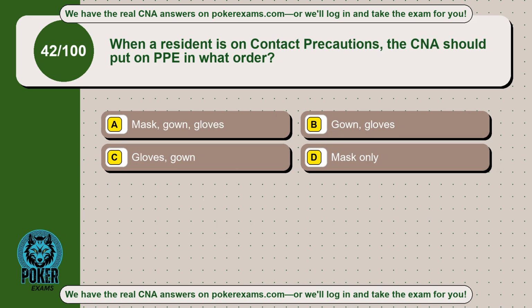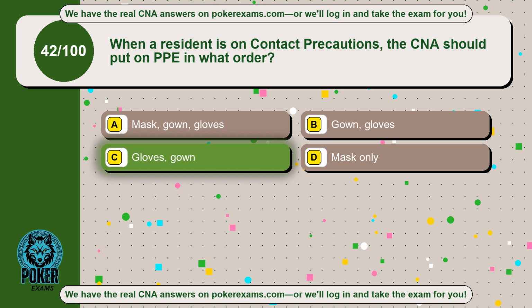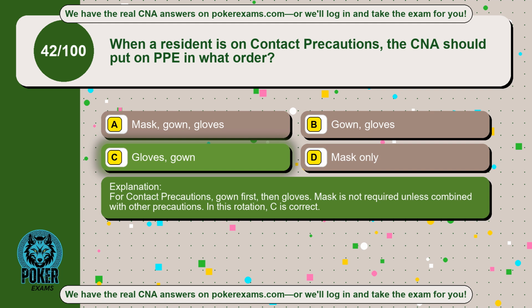Question 42. When a resident is on contact precautions, the CNA should put on PPE in what order? Option A: mask, gown, gloves. Option B: gown, gloves. Option C: gloves, gown. Option D: mask only. The correct answer is option C: gloves, gown. For contact precautions, gown first, then gloves. Mask is not required unless combined with other precautions. In this rotation, C is correct.